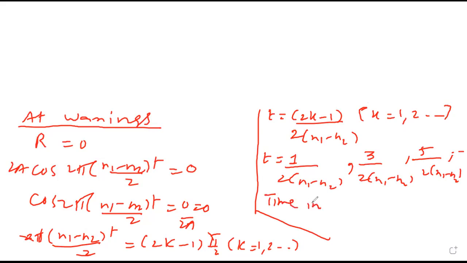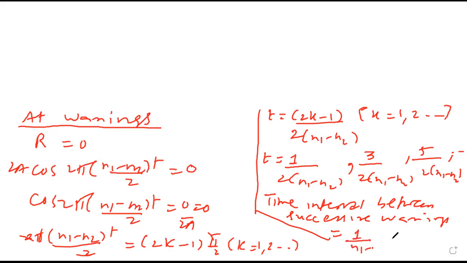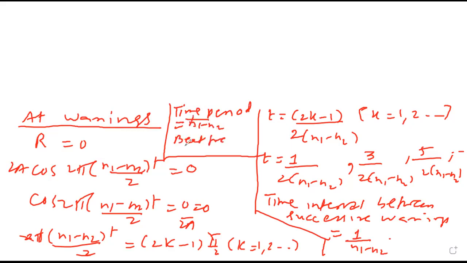Therefore the time interval between successive wanings equals (3 minus 1) which is 2, divided by 2, giving 1 upon (n1 minus n2). This is what we call the time period. So the time period equals 1 upon (n1 minus n2), and the frequency equals n1 minus n2. Now copy till this. Just copy till this. Within 2 minutes I'll be back.